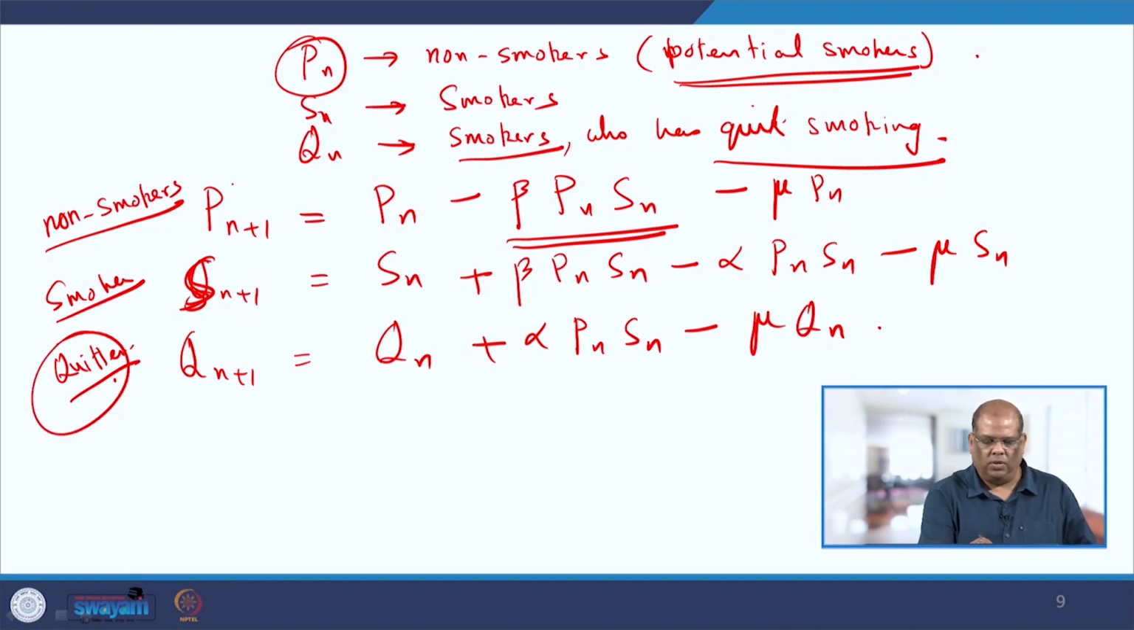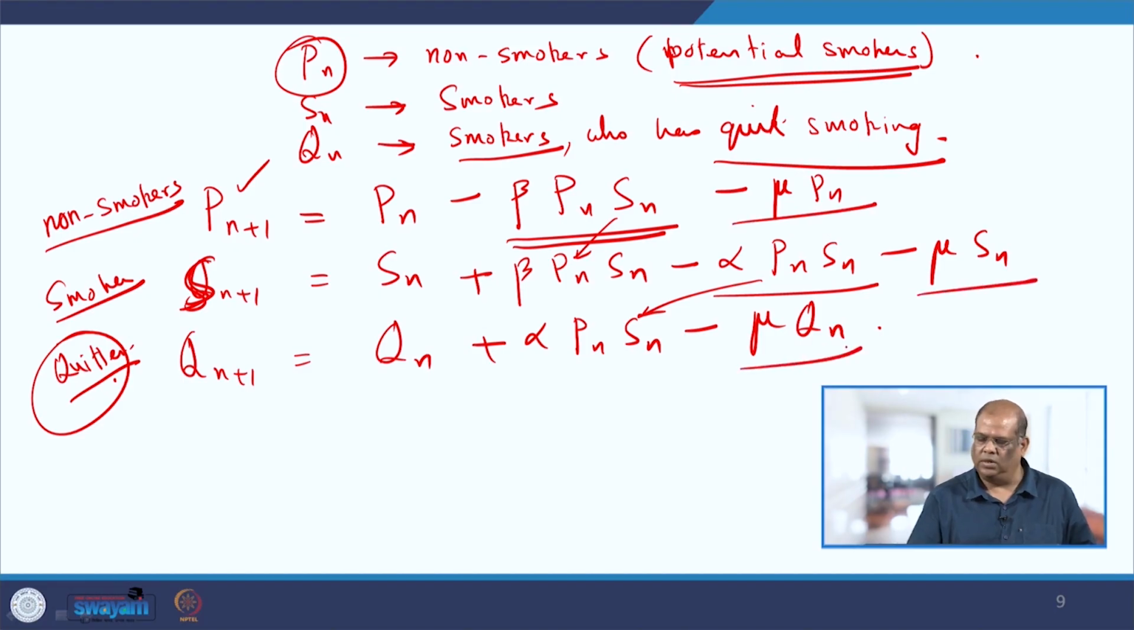So, one more time. These are the non-smokers who come across a person who is smoking, and then from this non-smoking class they go to the smoking class, and from the smoking class there will always be some persons who want to quit smoking, which is happening at a rate alpha, and then come to the quitter class, and then these are the natural deaths of the persons. So, minus mu times Pn, minus mu times Sn, minus mu times Qn.